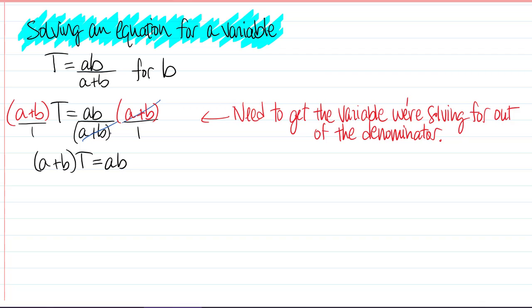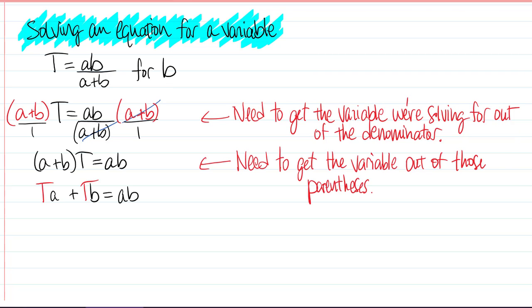So from here, I see that B inside the parentheses. That's my next problem, the next issue that I need to eliminate. From here, you'll see what I've done to get that B out of the parentheses. I've eliminated the parentheses. What you have to do is multiply or distribute that T to both the A and to the B. So that's what the next line looks like.